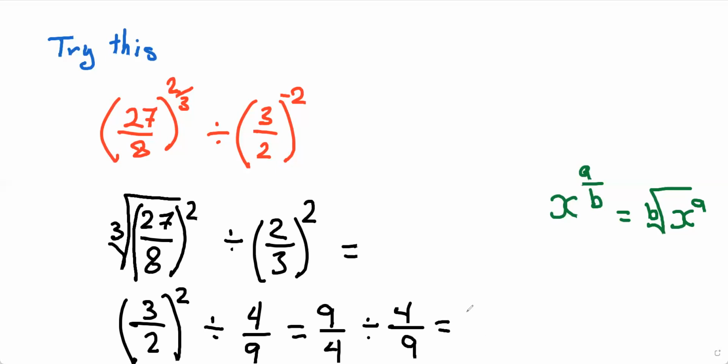Division, we change it to multiplication, so 9/4, switch, flip the 4/9, that's the rule. That becomes 9/4. And now you cannot reduce, you just multiply the tops together, you get 81, and you multiply the bottoms together, and you get 16. And that's the answer for this question.